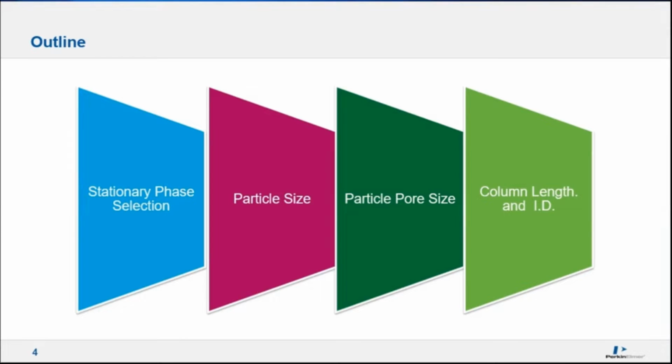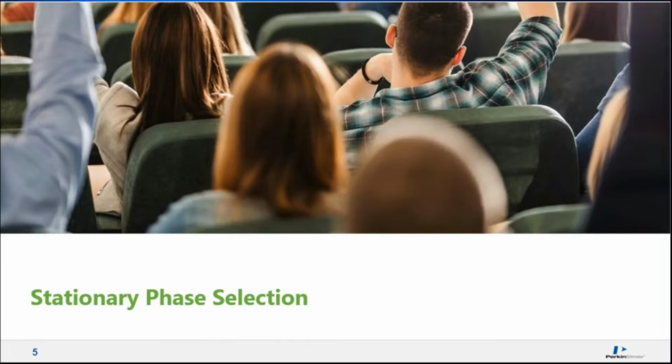Here's a brief outline of what I will discuss today. We'll start with a look at stationary phase selection, particle size selection, pore size considerations, and column length and ID considerations. Let's get right into stationary phase selection.